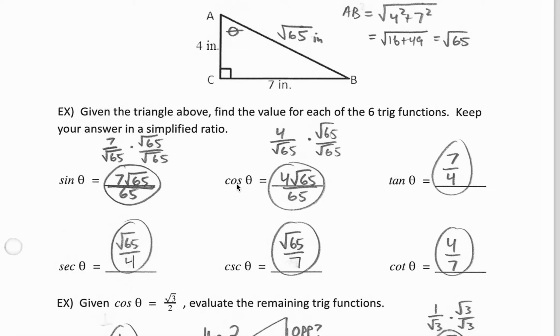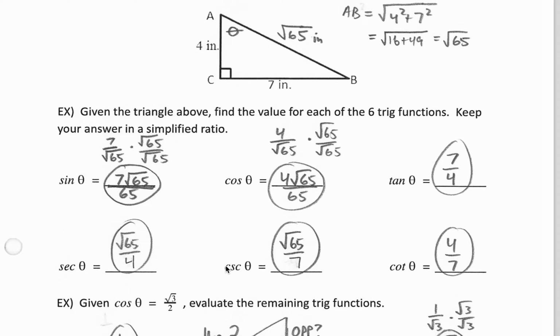Secant corresponds with cosine, so the reciprocal of cosine is the square root of 65 over 4. Make sure that you don't use the ratio that you rationalized, because when you flip it, you're going to drop that radical back to the denominator and have to rationalize again, essentially undoing the steps that you did here. Save yourself some time, just go back to that original ratio and flip that one and you're good to go.